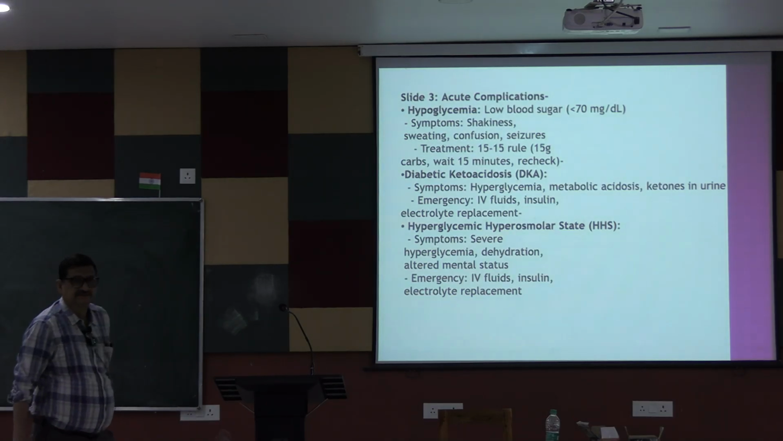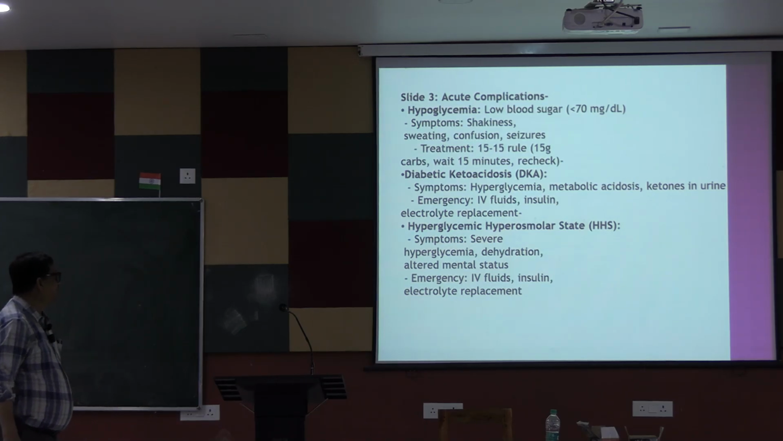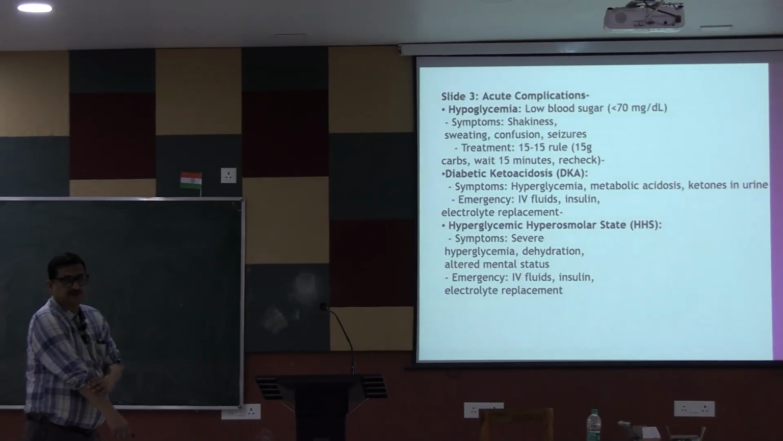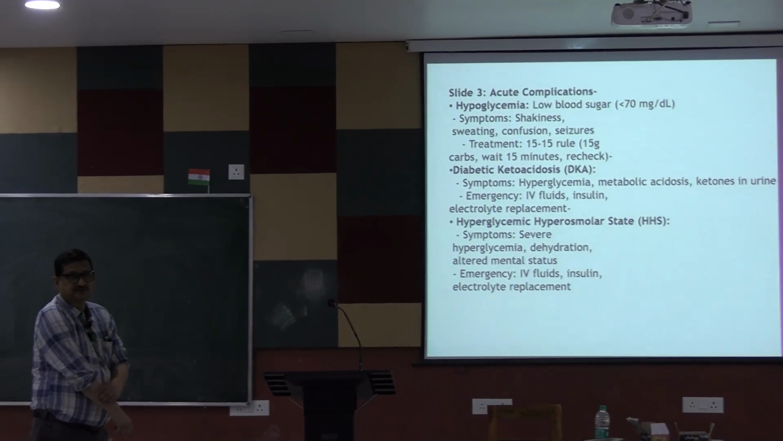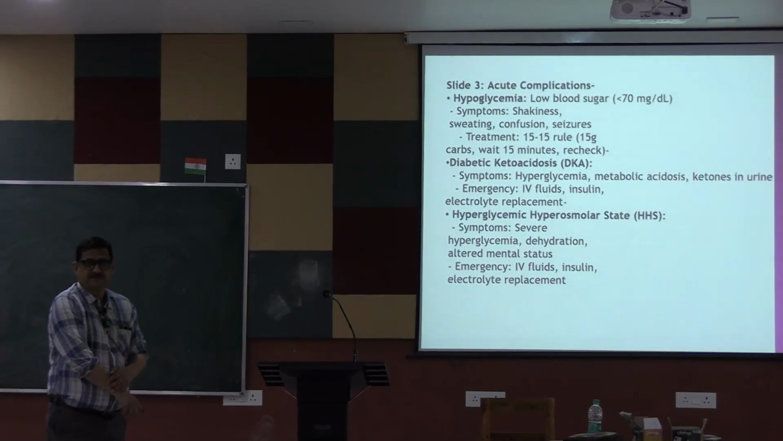What are the complications? I have told you that this may be acute. What are acute complications? Hypoglycemia, when blood glucose level is less than 70 milligram per dL.